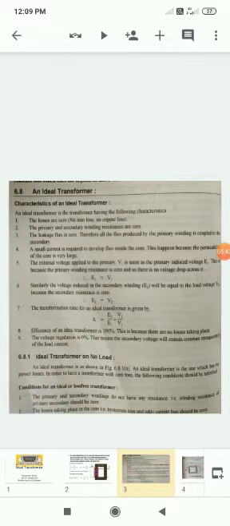So in that case, if this happens, then you will get 100% efficiency of the transfer. But this does not practically happen, because some flux leaks in the core of the transformer, which we have discussed as eddy current losses. So this is practically not possible.